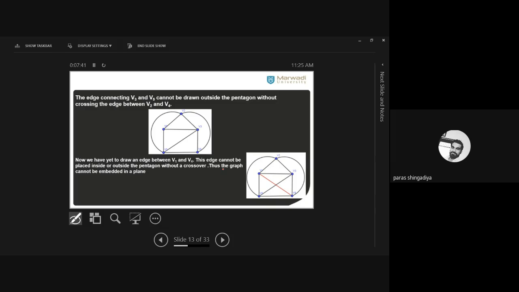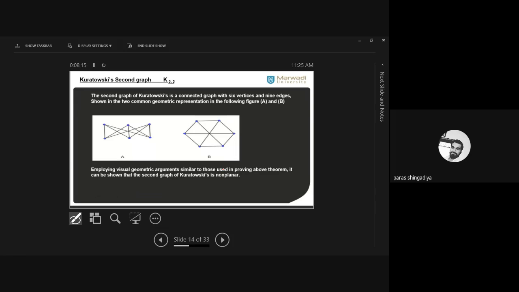After K5, K6, K7, K8, K9, all will be non-planar. K5 is a subset of K6. K5 is a subset of K7. If a subset is not planar, then the universal set also will be non-planar. K6, K7, K8, you cannot make this graph without crossover. So that is the minimum possibility, K5, which includes 5 vertices only and 10 edges, which is a non-planar graph.